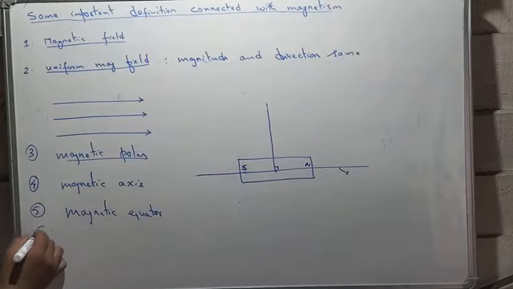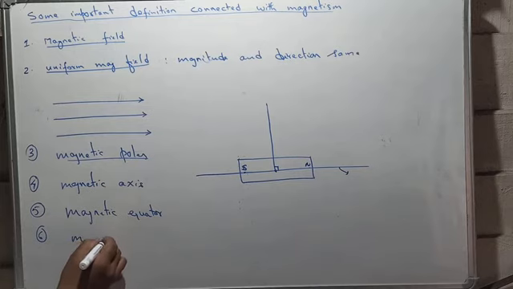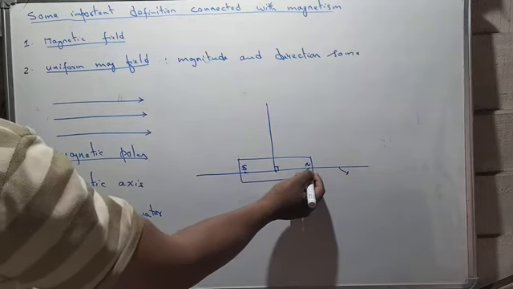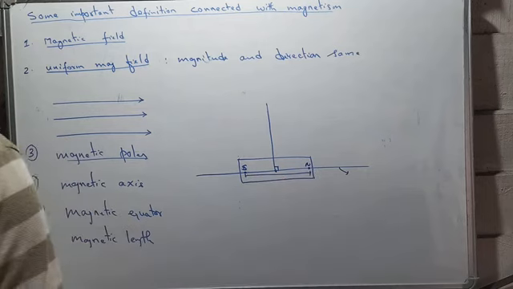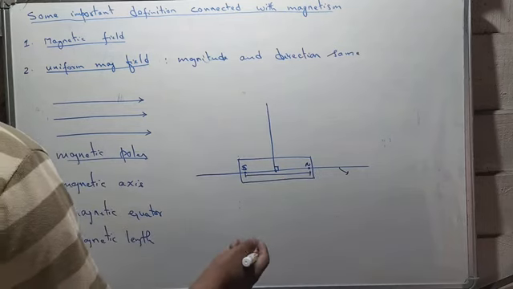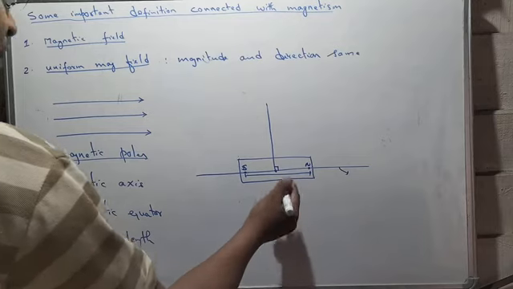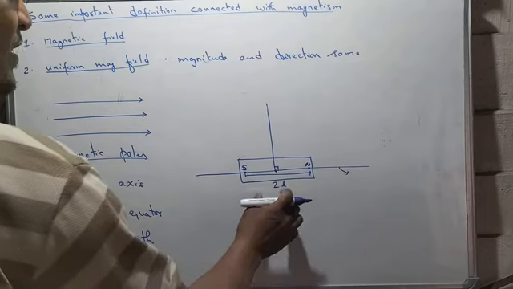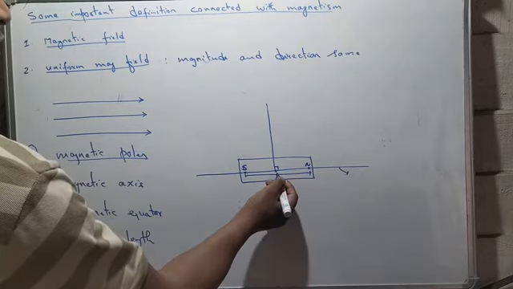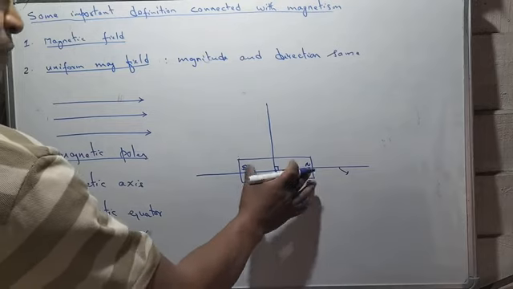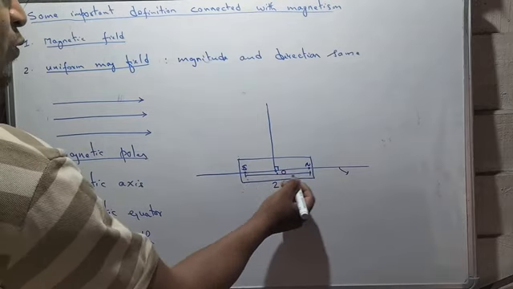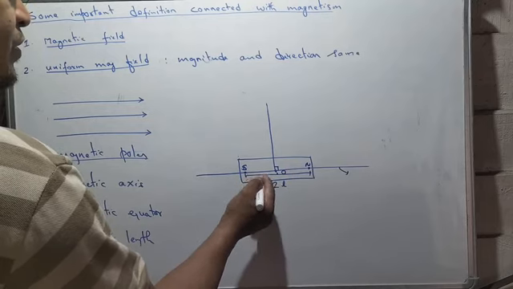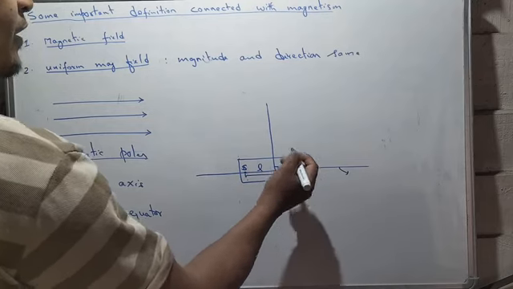And the sixth definition is magnetic length. So what is magnetic length? The distance between the south pole and the north pole, the distance from here to here, is known as magnetic length. We shall denote this magnetic length by 2L, or in some books you will find it written as 2R. This is the center of the dipole, I mean the center of the magnet. So if from south to north is 2L, that means from south to O it is just L, and from O to N also will be L.